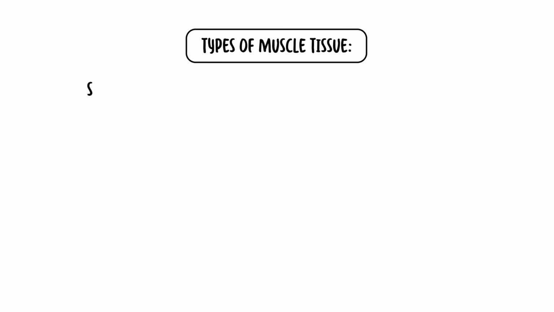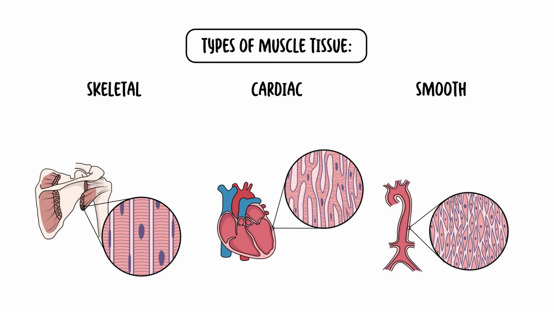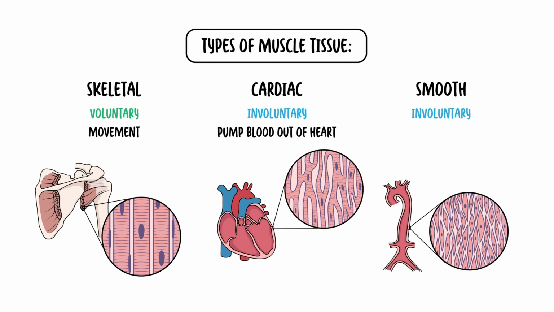There are actually three types of muscle tissue. There are skeletal muscle, cardiac muscle, and smooth muscle. Skeletal muscle is voluntary. These are muscles that help movement, such as bending my arm. Cardiac and smooth muscles are involuntary. Cardiac muscles contract to pump blood out of the heart, and smooth muscles line the blood vessels and our intestines to help move things down the pipe.